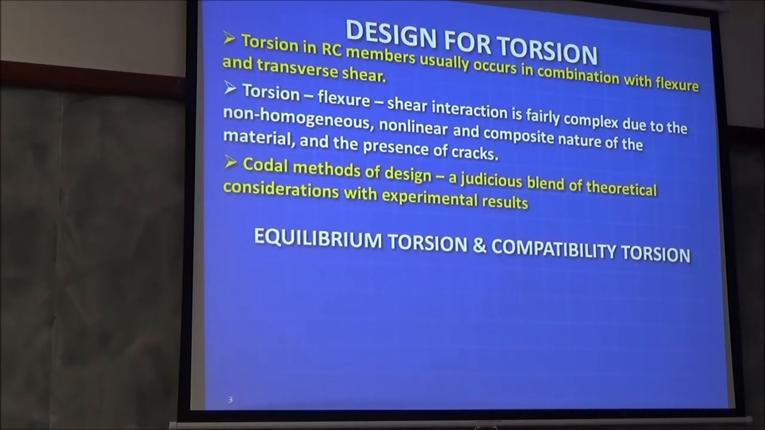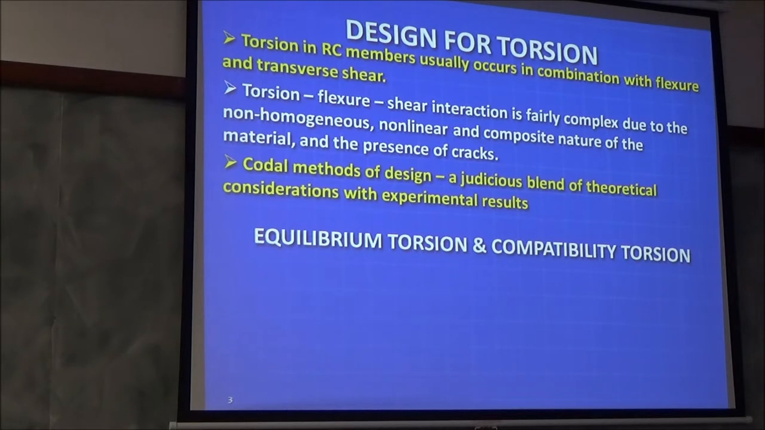I want some fresh answers from the back, from people who have not answered today. Let me ask you a tricky question. That means in equilibrium torsion, compatibility need not be satisfied, and in compatibility torsion, equilibrium need not be satisfied. Does that mean? Now I'm troubling.